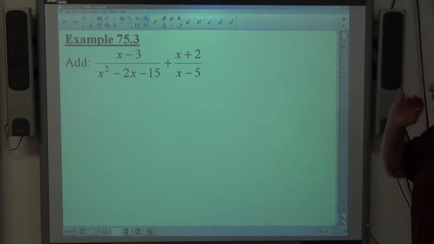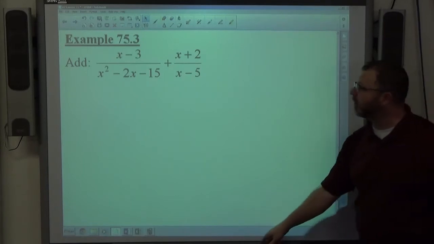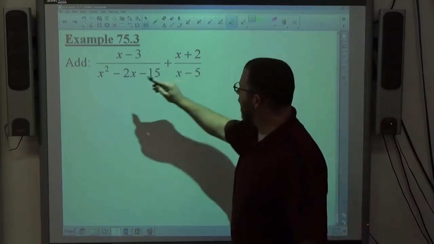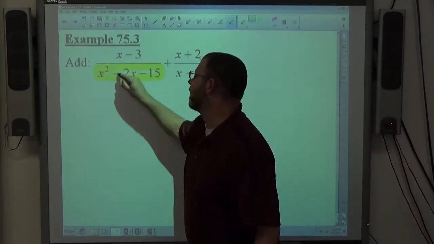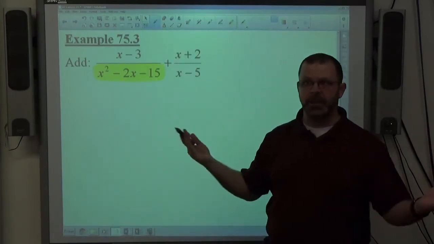All right, example 3: (x minus 3) over (x squared minus 2x minus 15) plus (x plus 2) over (x minus 5). Again, I see addition of fractions. I see a quadratic trinomial in the denominator. I'm looking to factor every single time. If I can, I should. If I can't, then I've got to deal with it.